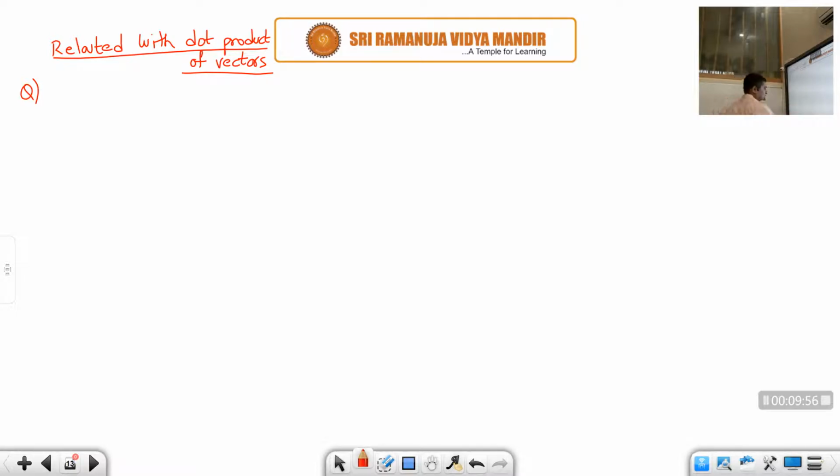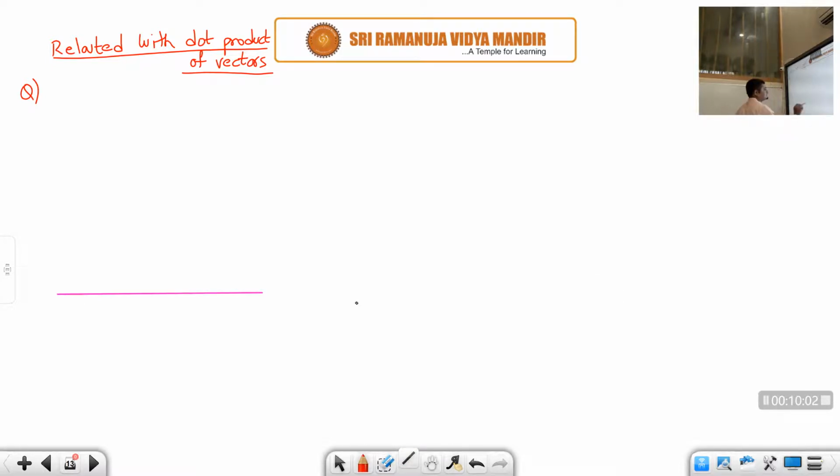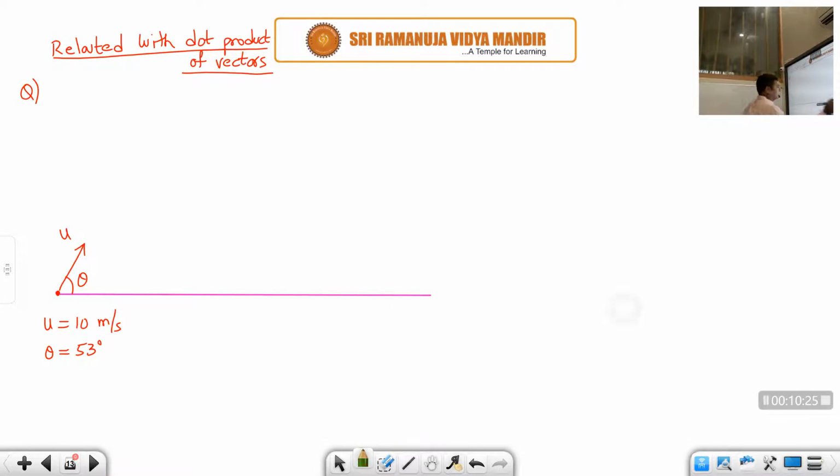There is a ground to ground projectile as usual. Let us say there is a ground to ground projectile like this. Let us say a body is thrown with some velocity u at an angle theta, where u is equal to 10 meters per second and theta is equal to 53 degrees. So now what will happen, students? It will follow a projectile path. So it will go like this and then fall on the ground. Let us say this is point A and this is point B.